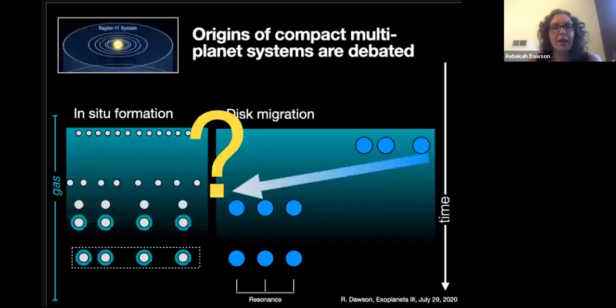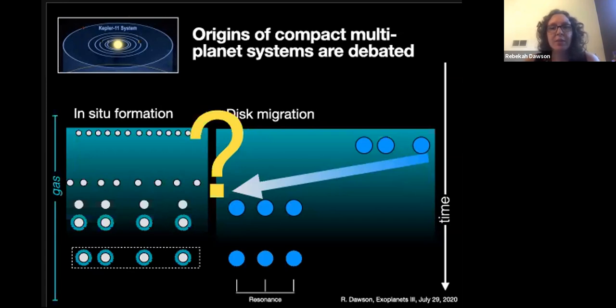So this is one explanation, and I would say the jury is very much out on the in situ formation versus disk migration debate. It's going to be exciting to explore this further so that when we look at a system like Kepler-11 or TRAPPIST, we can know: did those planets form close to where we see them, or did they form much further out and migrate in?